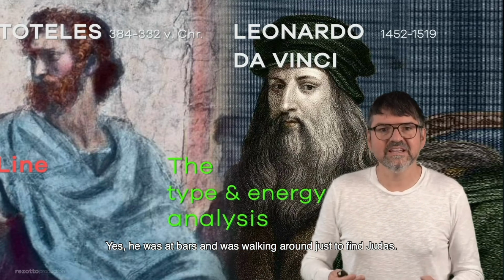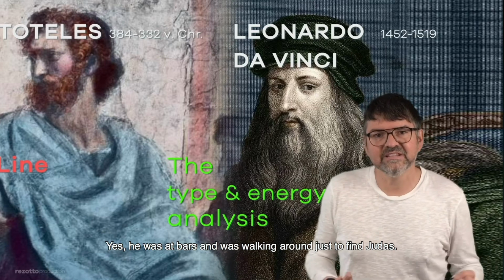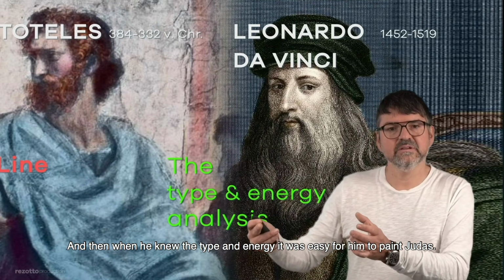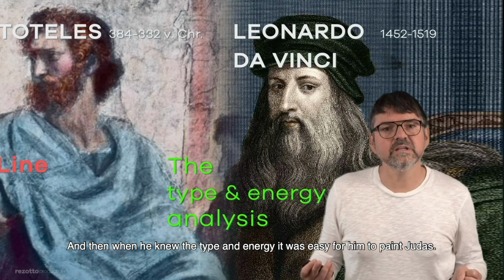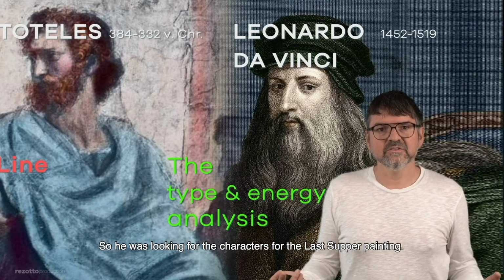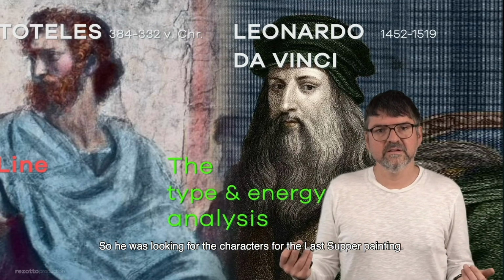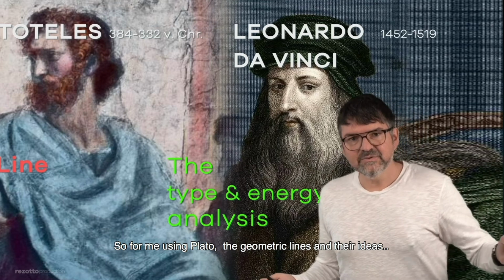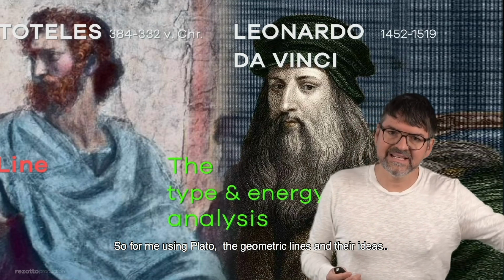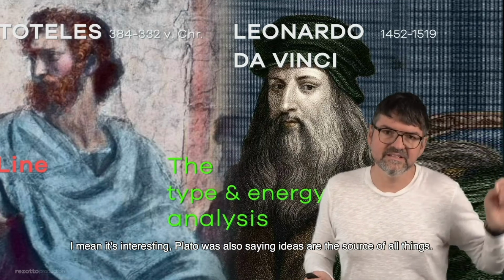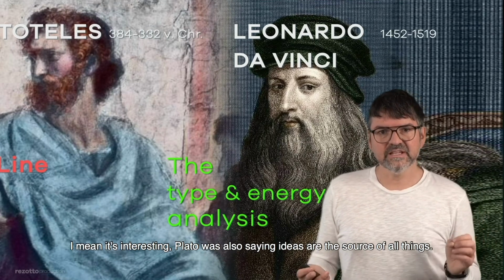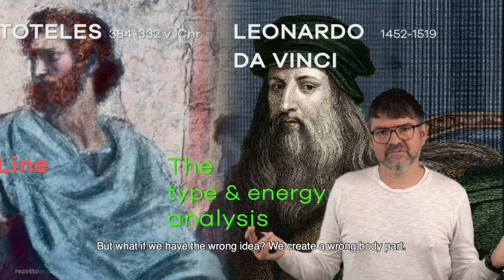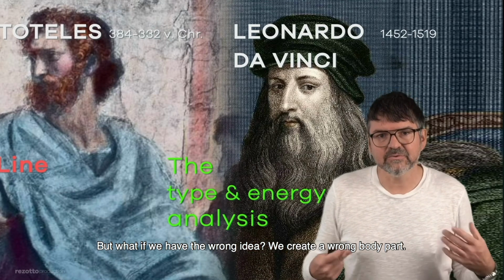Yes, he was at bars and was walking around just to find Judas. And then, if he knows the type and energy, it was easy for him to paint Judas. So he was looking for the characters for the Last Supper painting. So for me, using Plato, the geometric lines and their ideas, I mean, it's interesting. Plato was also saying ideas are the source of all things. But what if we have the wrong idea? We create a wrong body part.